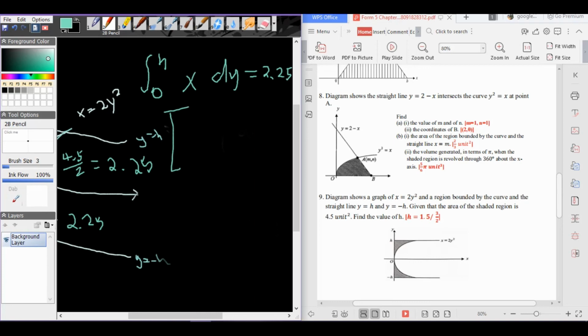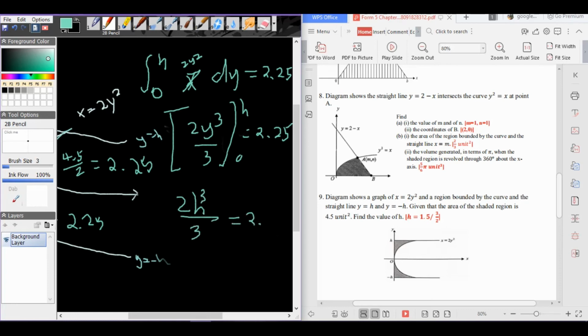Integrate x equals 2y squared. So 2y cubed over 3 from 0 to h equals 2.25. Substitute h for y, so 2h cubed over 3 equals 2.25. h cubed equals 2.25 times 3 over 2, which equals 27 over 8. So h equals the cube root of 27 over 8, so the answer is 1.5. h equals 1.5.